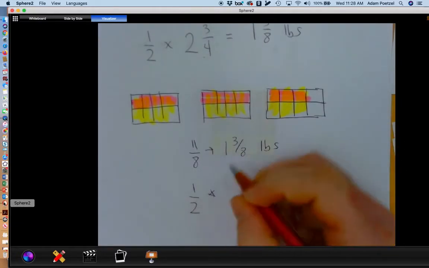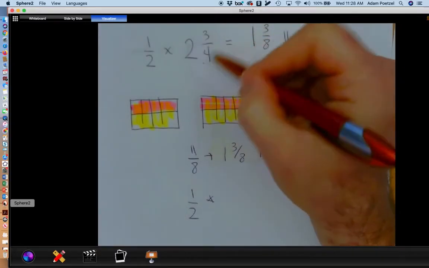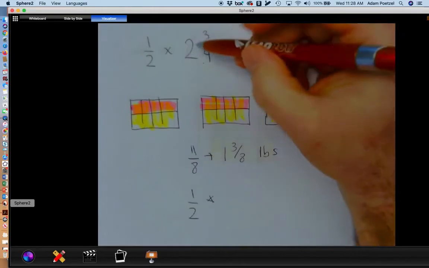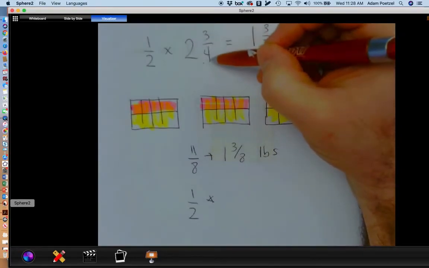And again, if we take a look at more of an algorithm, there's different ways to do this, but one common way is to know it's often helpful to turn it back into a fraction greater than 1 here. So if we had 2 wholes broken into fourths, that would be 8/4.